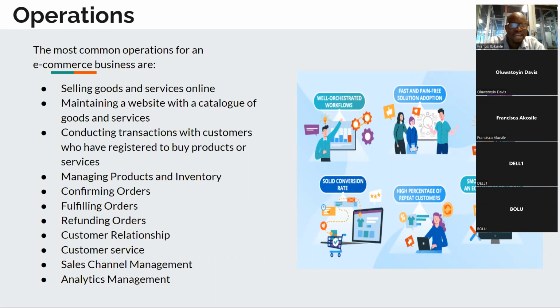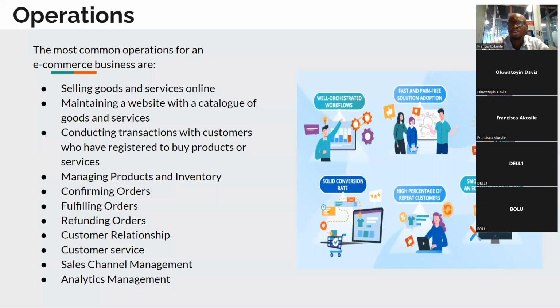So what are the things? Selling goods and services online, which is your primary thing. Maintaining a website with a category of goods and services. You have to maintain your website. Conducting transactions with customers who have registered to buy products. Then managing product and inventory. I've shown you all this, how to do that with Shopify. Confirming orders, fulfilling orders, refunding orders, customer relationship, customer service, sales channel management, analytics management.